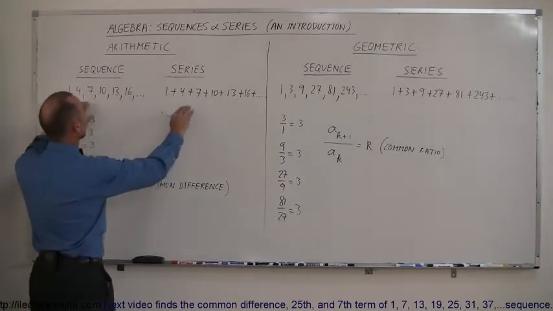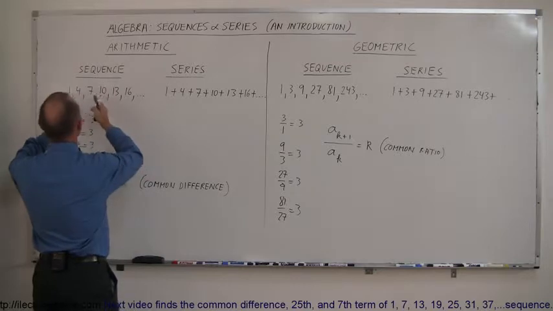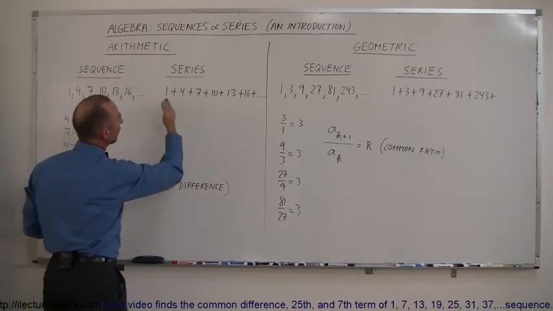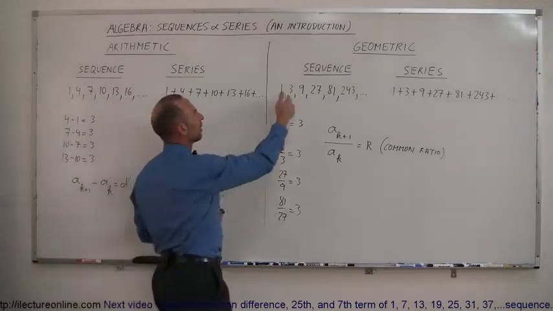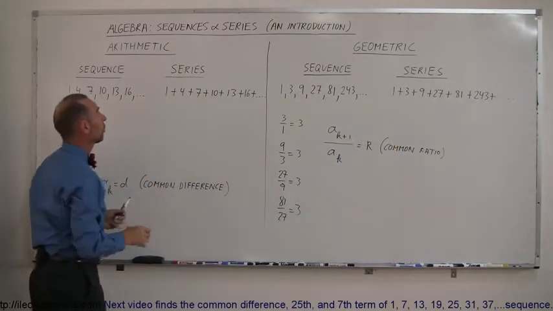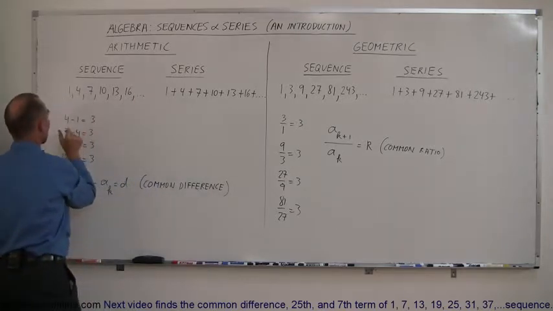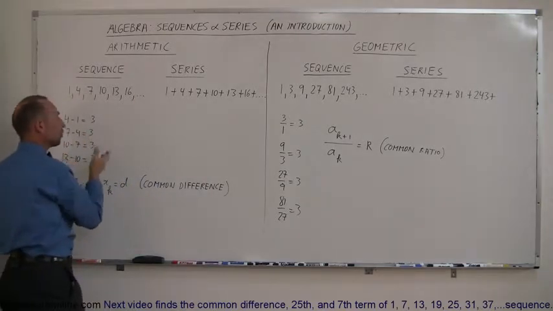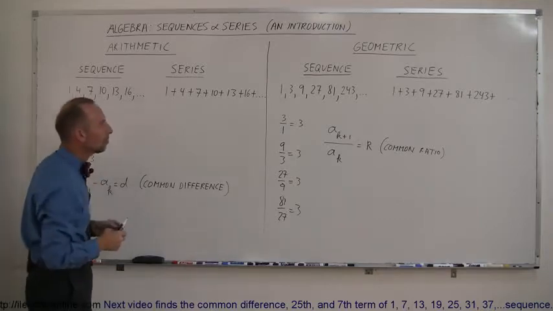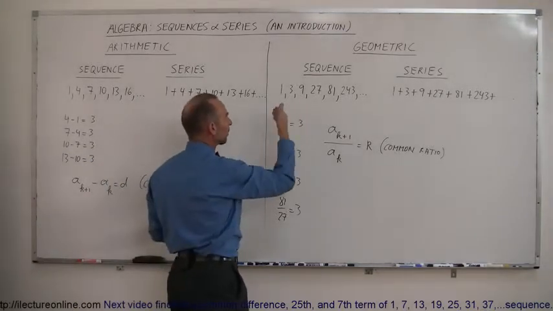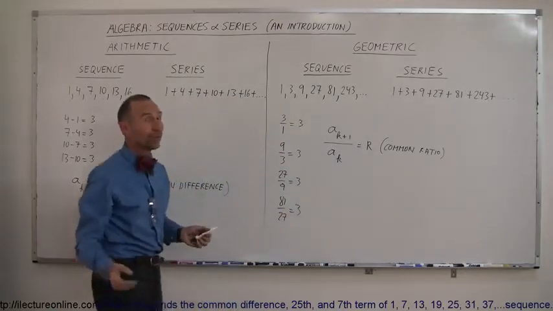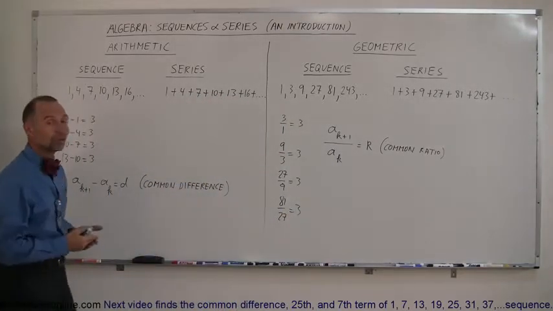Again, the only difference between sequence and series is that for a sequence, you simply list the numbers with a comma in between. For a series, you simply add the numbers. Again, list the numbers, add the numbers. The difference between the two types: arithmetic means if you subtract the previous one from the one, you always get the same difference, called the common difference. If you take any element and divide it by the previous element, you always get the same ratio, called the common ratio. And now at least we're ready to show you some examples.